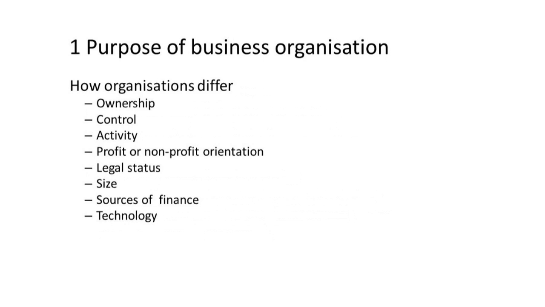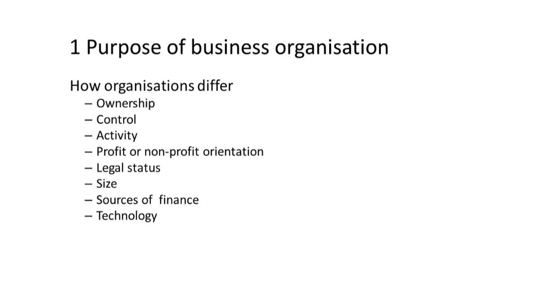How organizations differ. The common elements of organizations were described earlier, but organizations also differ in many ways. Here are some possible differences. A. Ownership. Some organizations are owned by private owners or shareholders. These are private sector organizations. Public sector organizations are owned by the government. B. Control. Some organizations are controlled by the owners themselves, but many are controlled by people working on their behalf. Some are indirectly controlled by government-sponsored regulators.